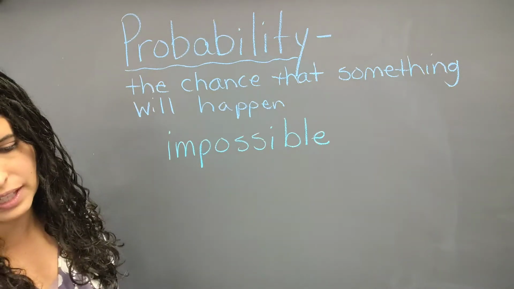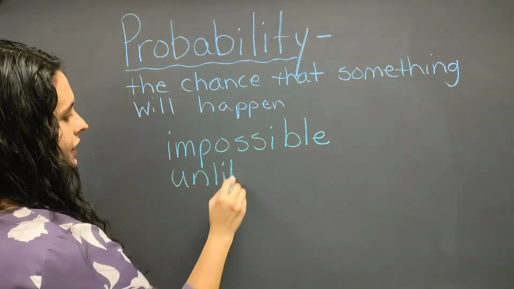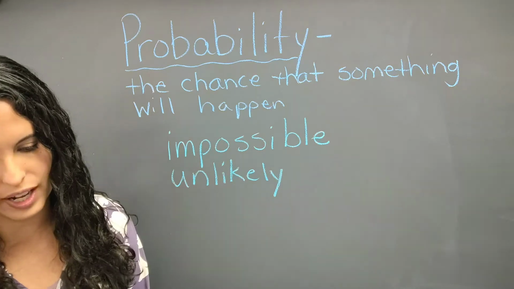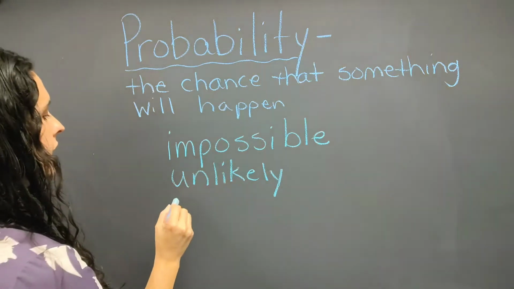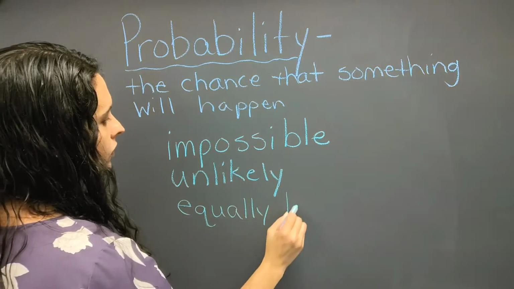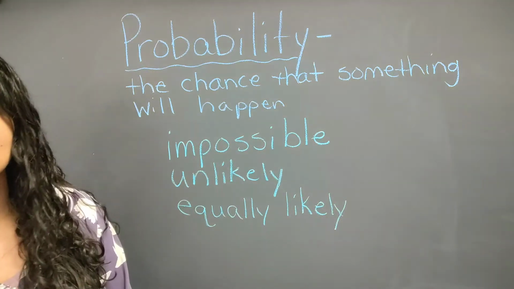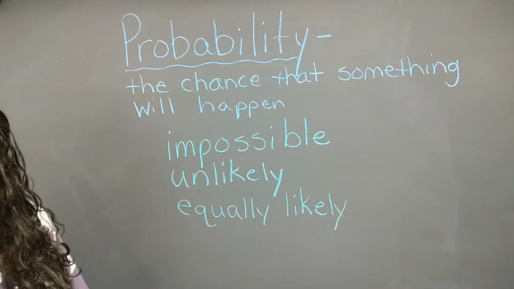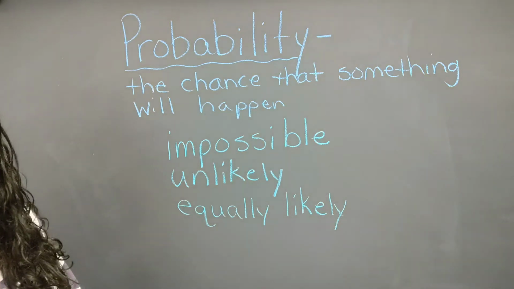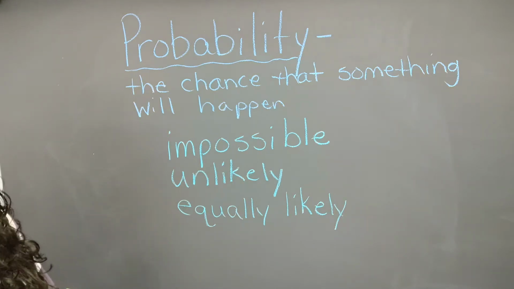It could be unlikely, which means there is a very small chance that it will happen. It could be equally likely. This would happen if there was an equal chance of it getting one or the other. So if you only have blue and red, that's an equal chance that you could get those. If you were flipping a coin, you have an equal chance that it would be heads or tails.